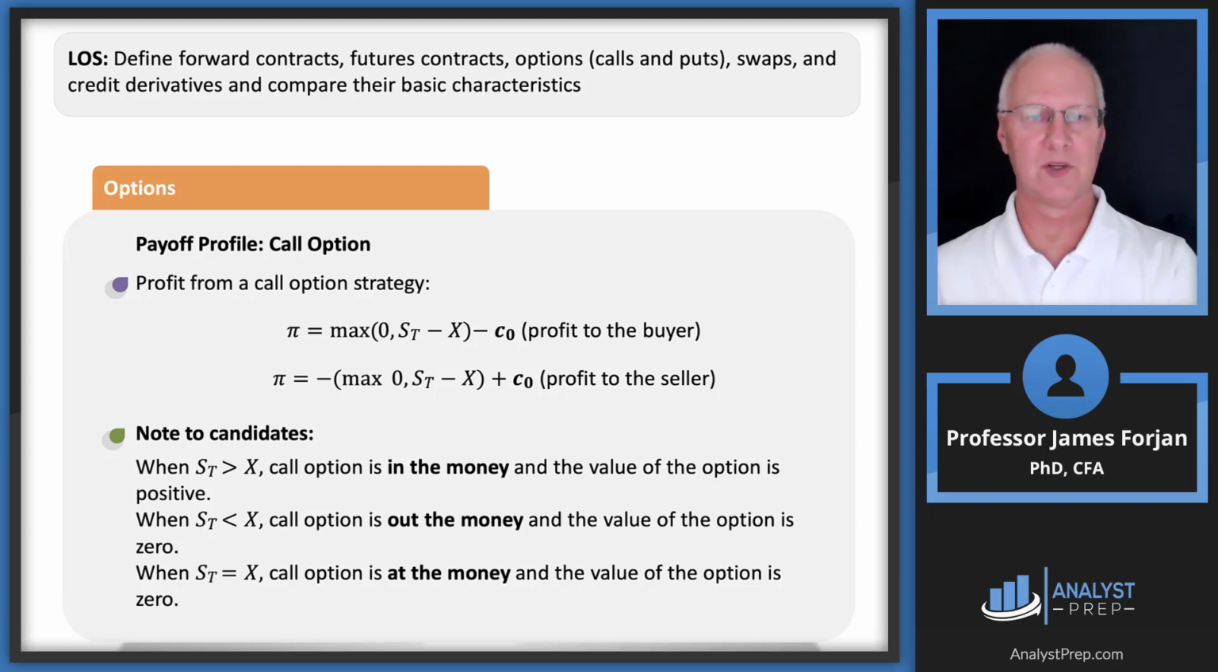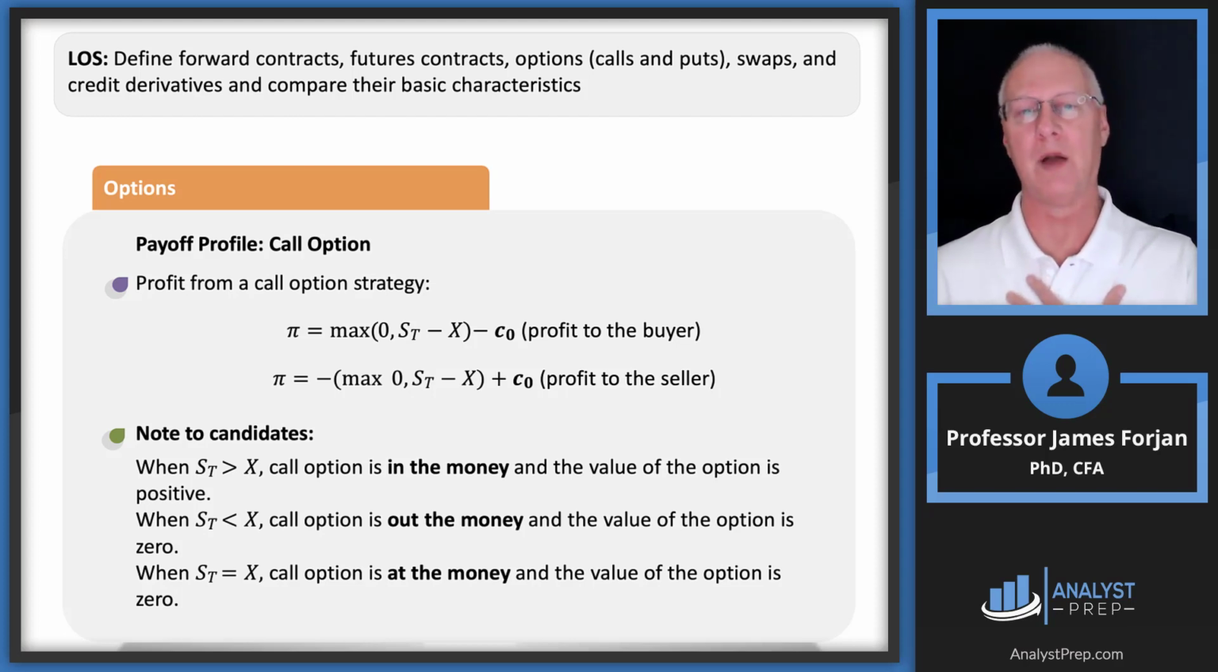So let's go ahead and take just a quick example here. Let's suppose that stock price is trading at 100. Exercise price is also $100. This is known as an at-the-money option. And so you buy this option from me. You're the buyer of the option. You're the owner of the option. I'm the seller.